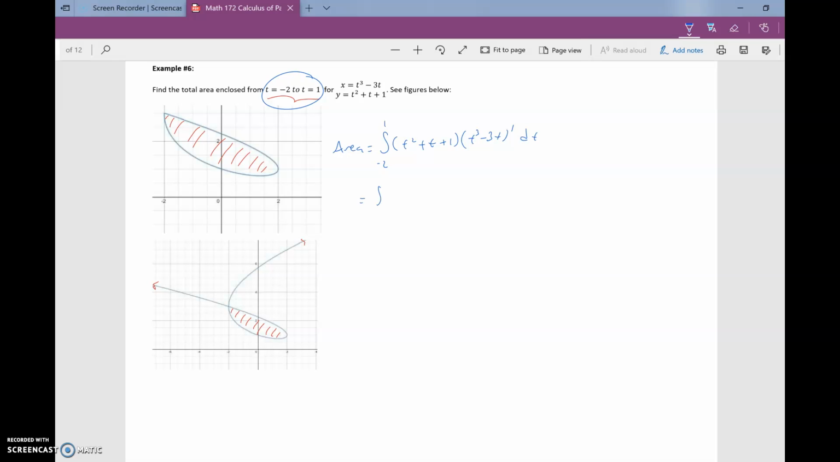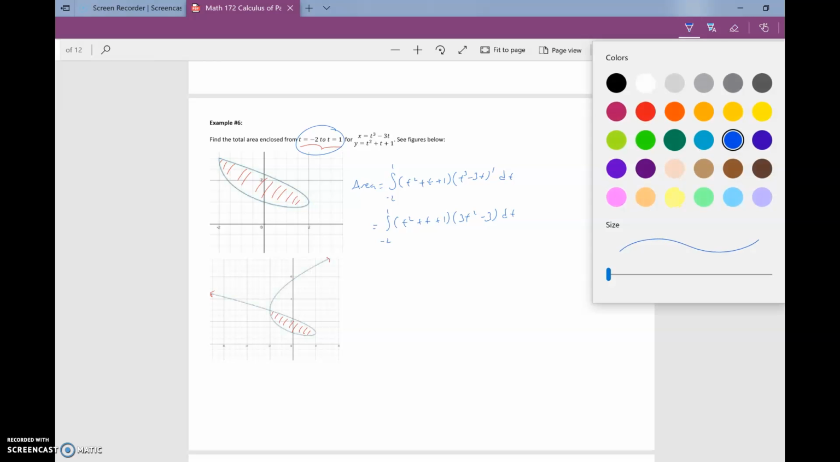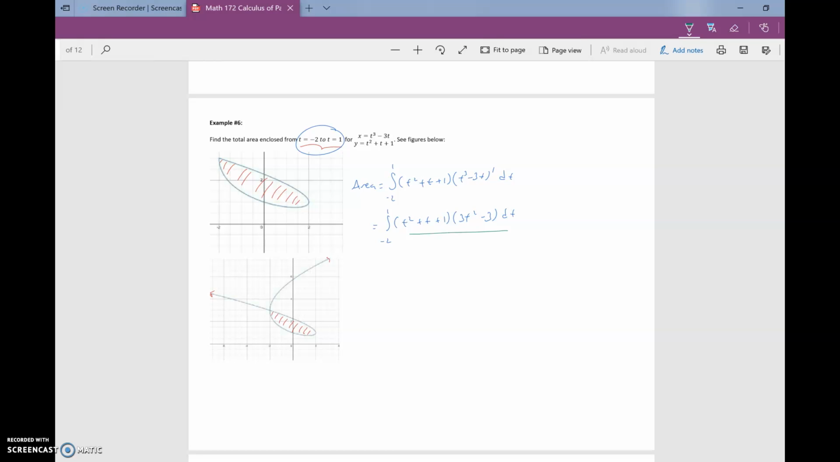So it's going to simplify to the integral from negative 2 to 1 of (t squared plus t plus 1) times (3t squared minus 3) dt. So 3t squared minus 3, times t squared plus t plus 1. Let me carry this FOIL on the side, and then we'll clean up the actual integral. So this is t squared plus t plus 1 times 3t squared minus 3.